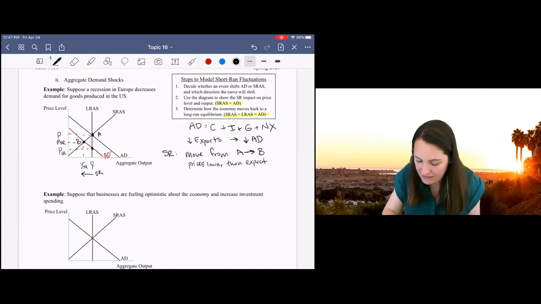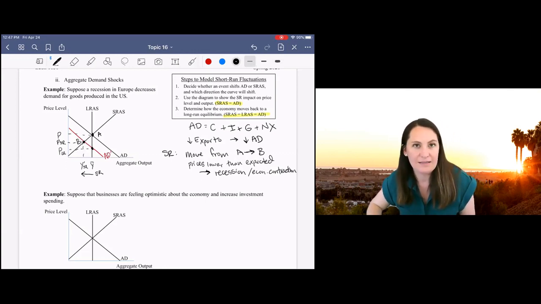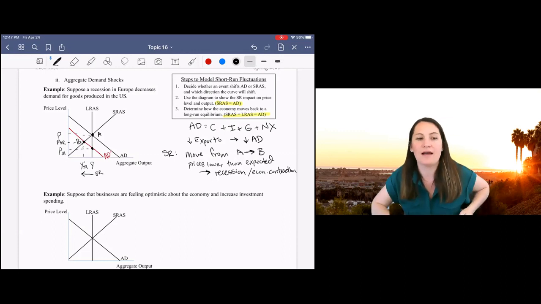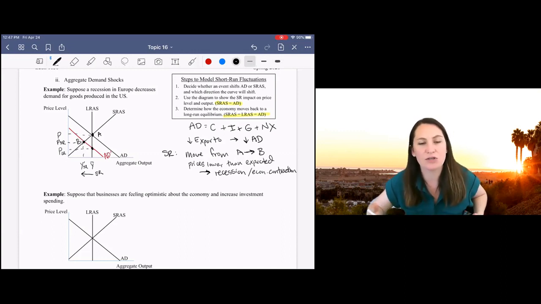Here have resulted in a recession or a contraction in the economy. All right, so in the short run here, we're gonna have a recession. How does the economy return to a new long run equilibrium?